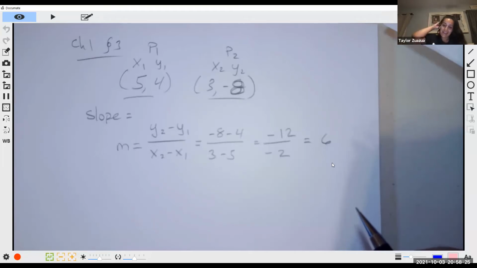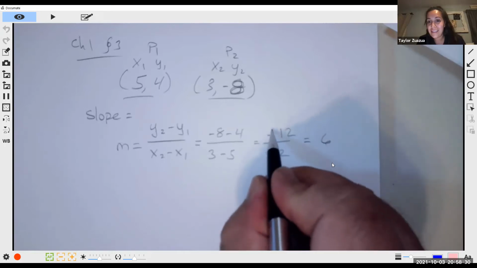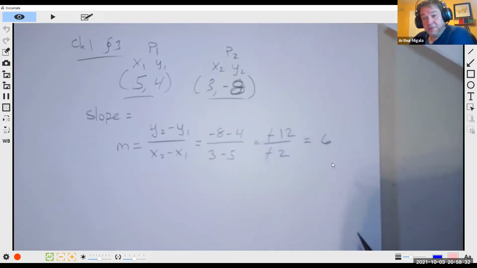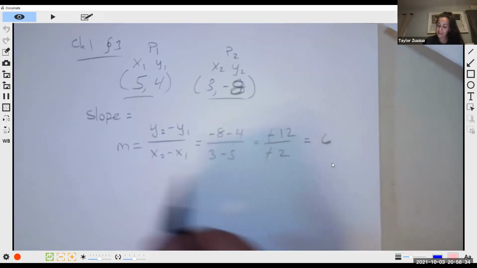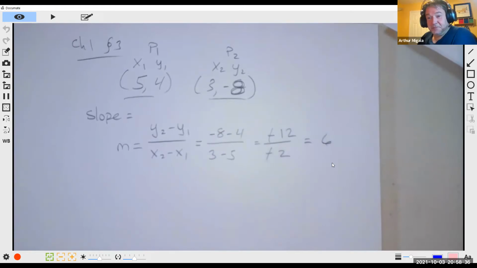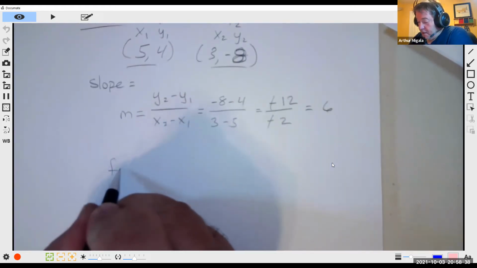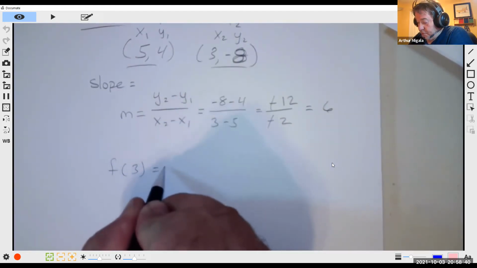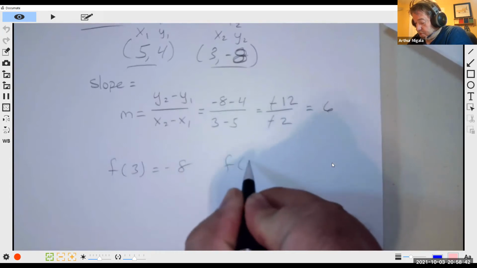I want to say it's positive because there were two negatives, wouldn't it be? They cancel each other out. Very good. Okay, so I got 6 out of that one. Yeah, so the slope is 6. Okay, what if I gave you this?